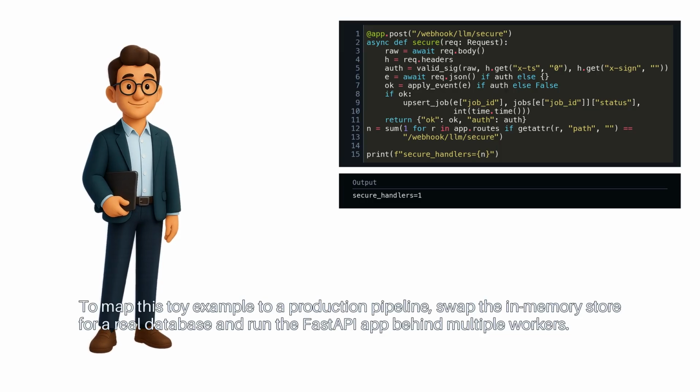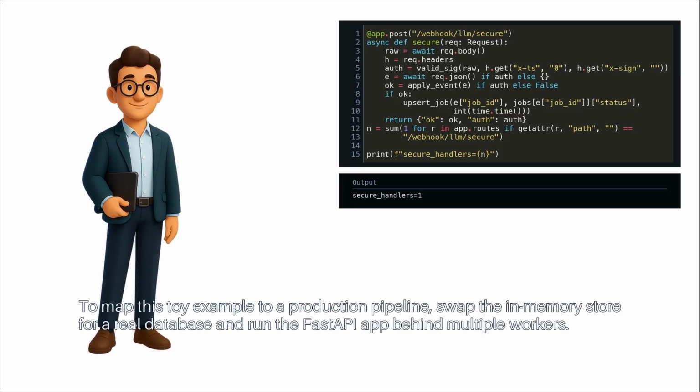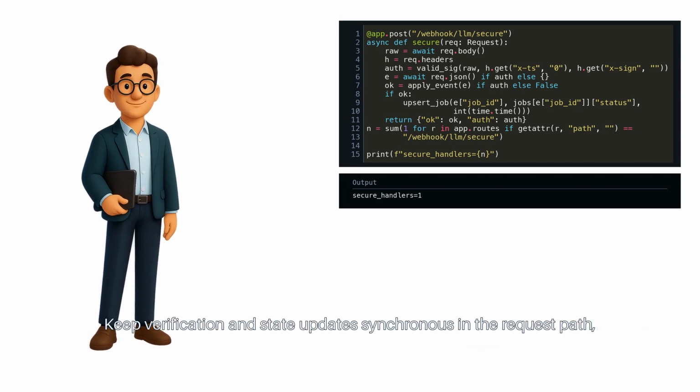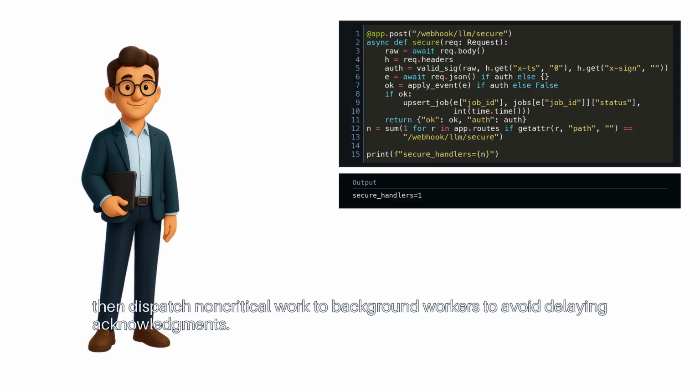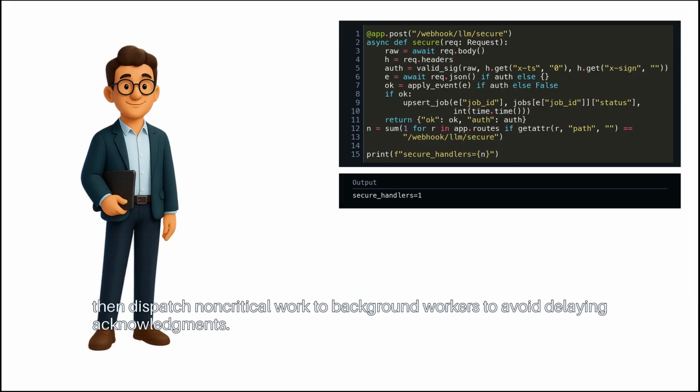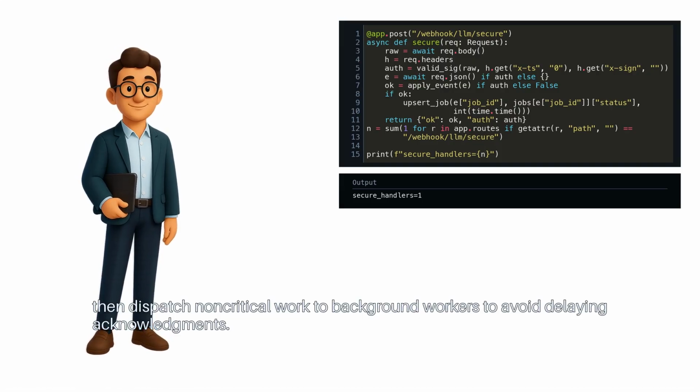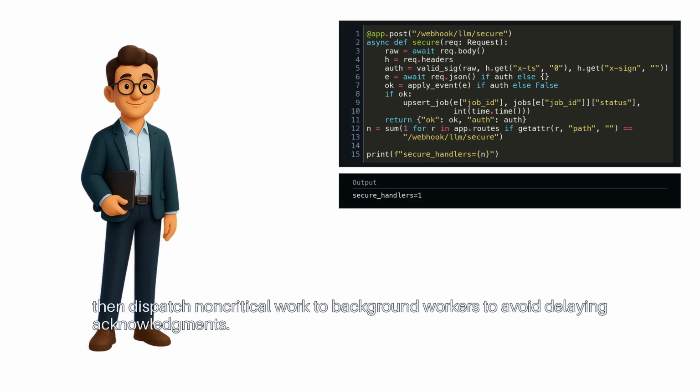To map this toy example to a production pipeline, swap the in-memory store for a real database and run the FastAPI app behind multiple workers. Keep verification and state updates synchronous in the request path. Then, dispatch non-critical work to background workers to avoid delaying acknowledgements.